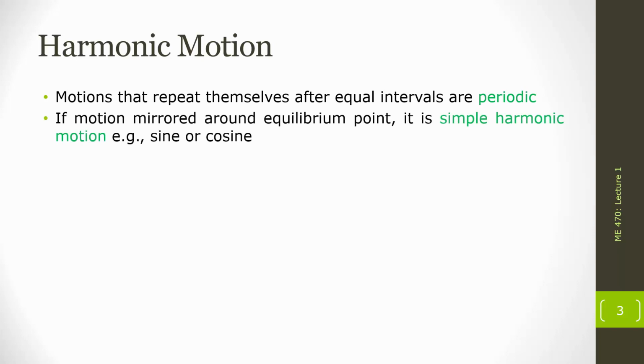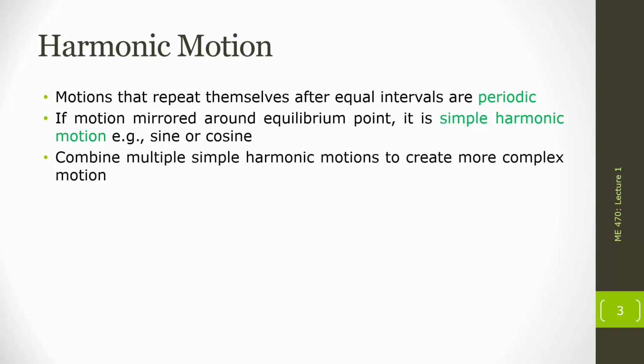Now a specific kind of periodic motion that's mirrored around some equilibrium point is going to be simple harmonic motion. Sine or cosine are great examples of this. Their average value is 0, it goes up to 1, down to -1, keeps repeating itself, but on average, it's 0. That is simple harmonic motion. Now, all simple harmonic motion is periodic, but not all periodic motion is simple harmonic motion.